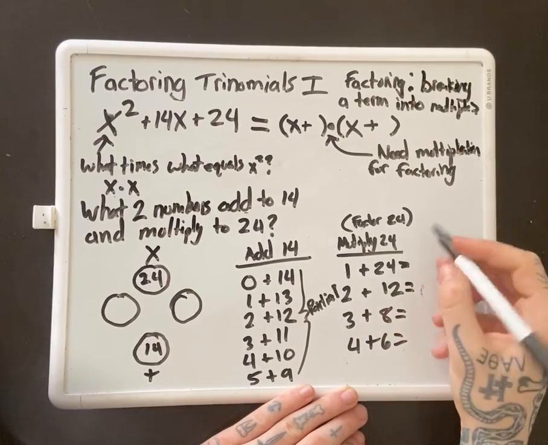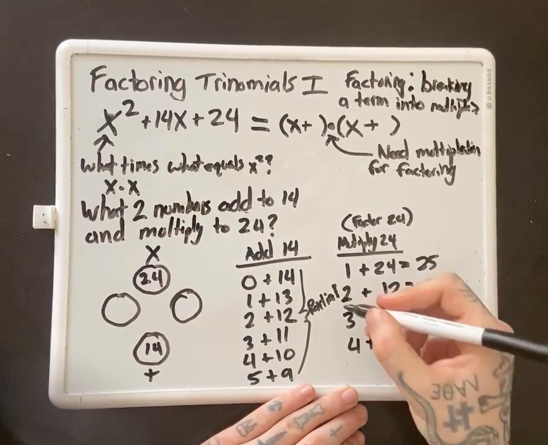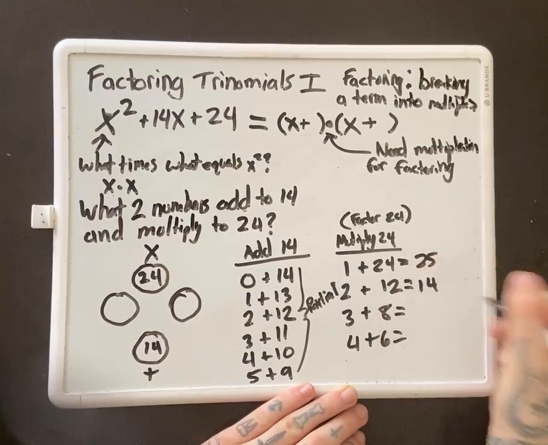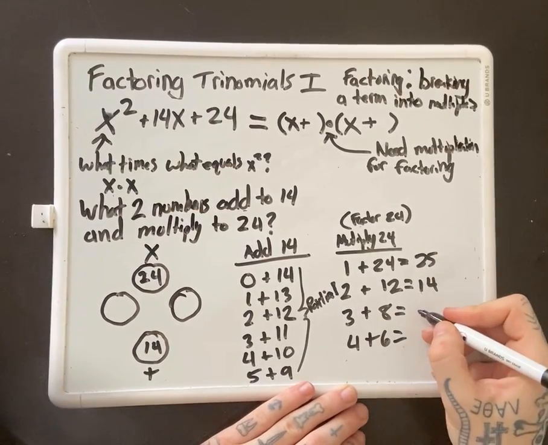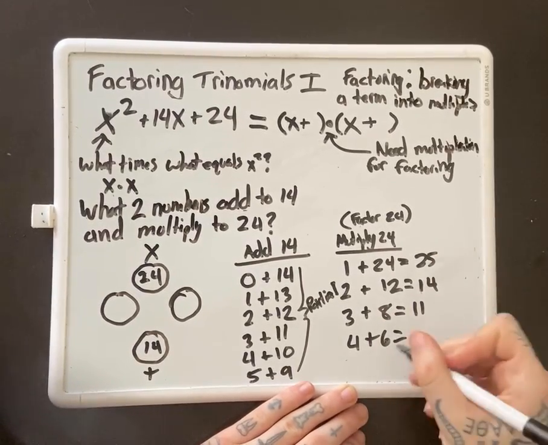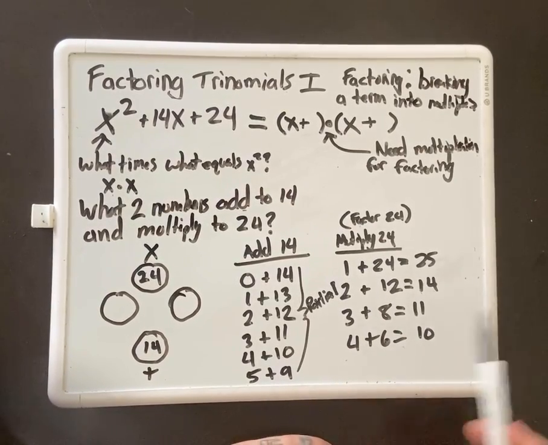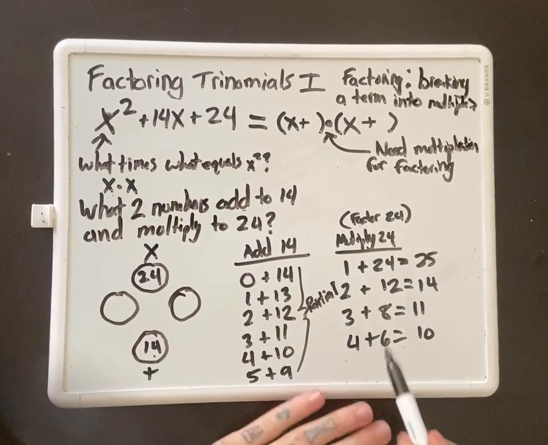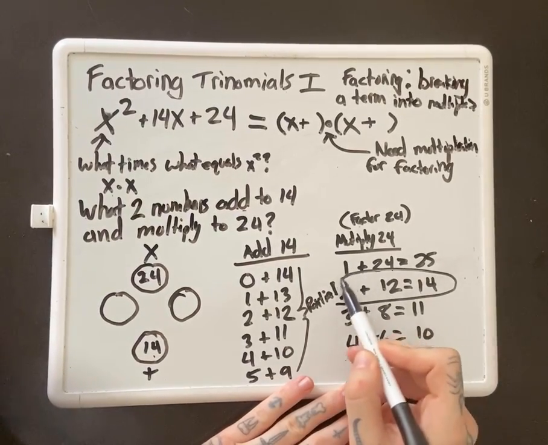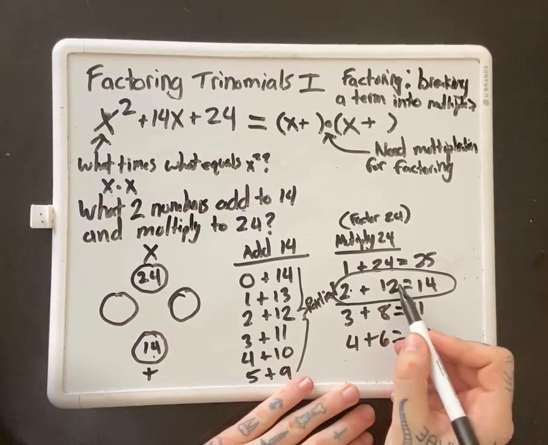But what's 1 plus 24? 25. 2 plus 12, 14. 8 plus 3, it's 11, and 10. All right? And what number are we looking for? 14. So it's this one. So our two pairs are 2 and 14.